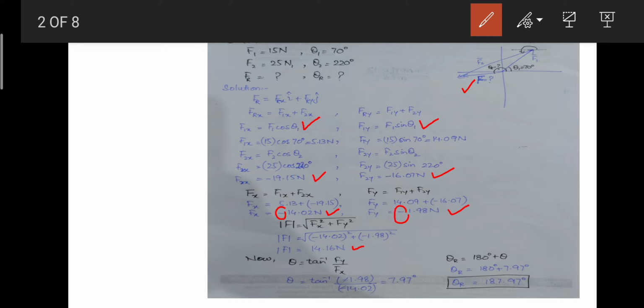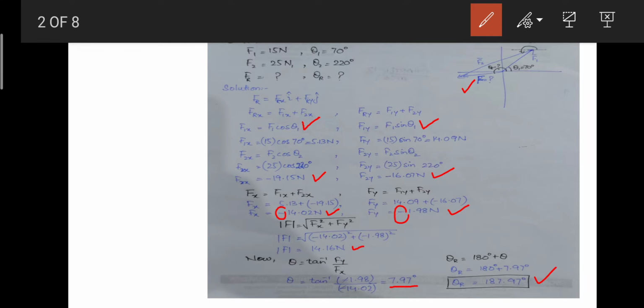Firstly we will calculate the value of theta, which is tan inverse of Fy over Fx. This comes out to be 7.97 degrees, but since it is lying in the third quadrant, we will use the equation of the third quadrant, which is 180 degrees plus theta, and this comes out to be 187.97 degrees. So this is the value of theta r, which we wanted to calculate.